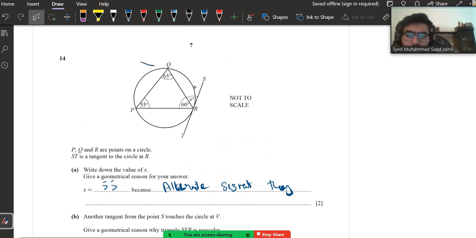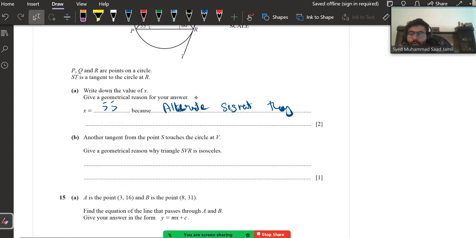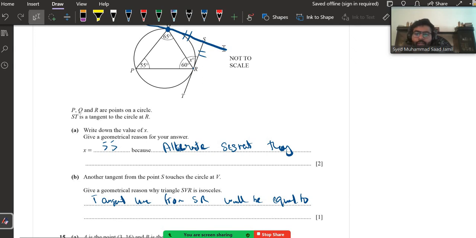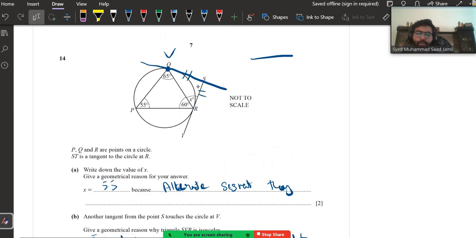So basically if I make a line like this, it touches the circle at this point, which might be V. If you look at it, this is also a tangent and this is also a tangent. S is coming from both points. So these two lines, SQ and SR, will be equal. Why? Because they are tangent lines from the same point. Hence, isosceles triangle. I've even made the diagram. These two are the same. That's why.